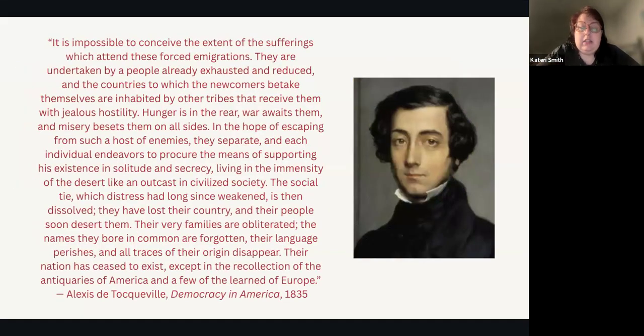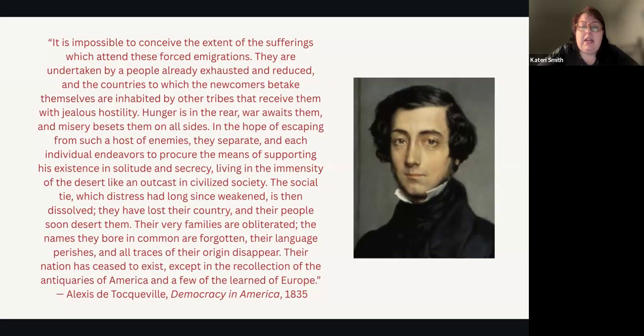The United States' Indian removal was not without criticism from outside. In Democracy in America, published in 1835, we see the view of a European, a Frenchman, Alexis de Tocqueville, on Indian removal.